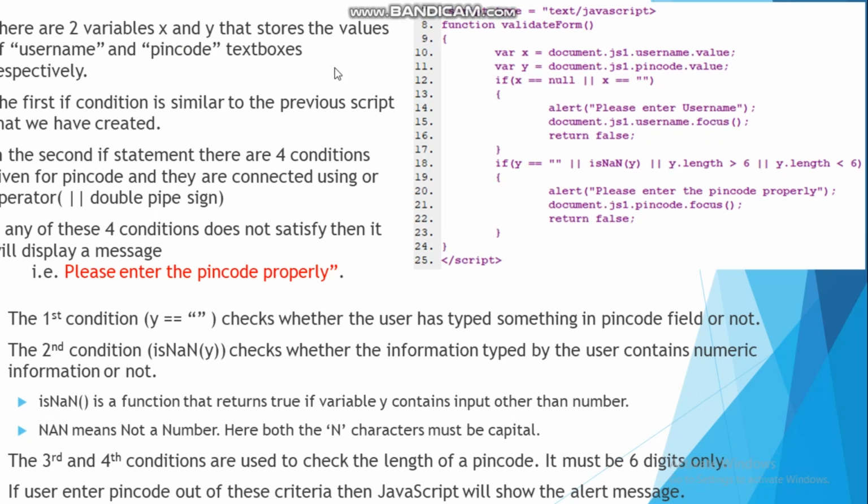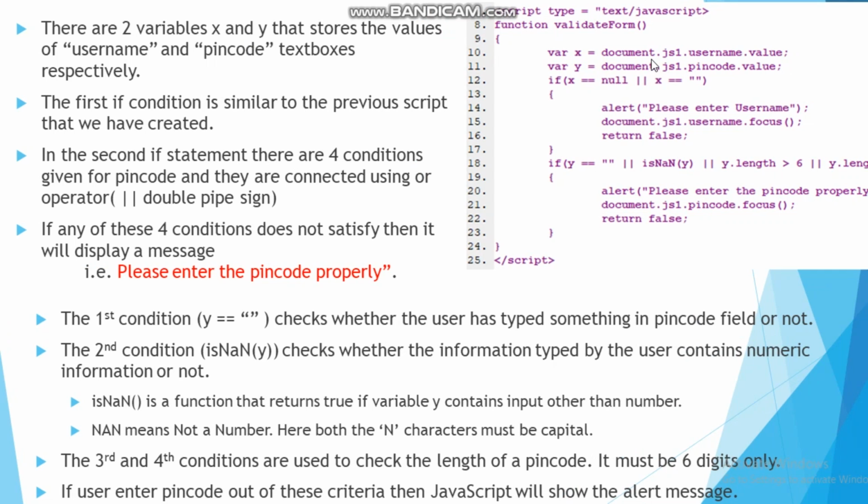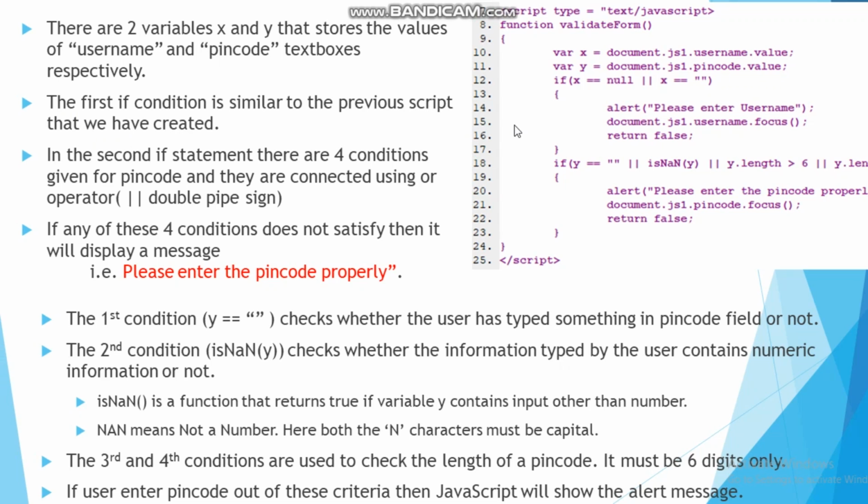There are two variables, you can see x and y. Using the var keyword we have created these two variables. Variables x and y store the values of the username and pincode text boxes respectively. It means whatever we have typed inside the username and pincode text boxes will get stored in the x and y variables. The first if condition is similar to the previous script that we have created. You can see here, if x double equal to null or x double equal to double inverted comma. That is the same. Inside the curly bracket also, whatever we have written is similar to the first program.